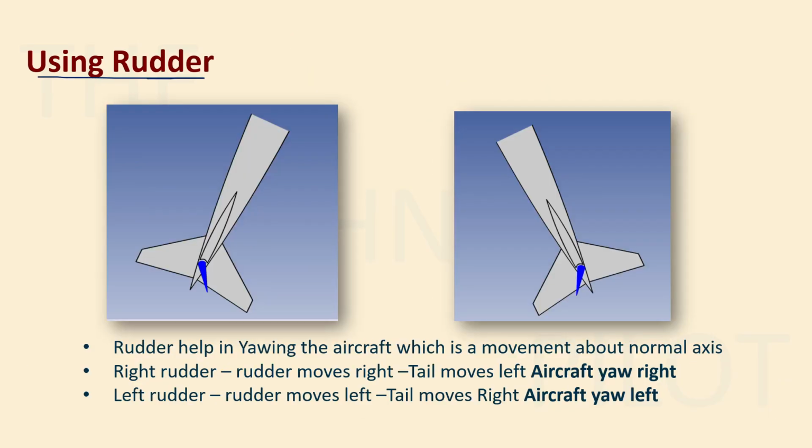Then we have the rudder. The rudder helps us in yawing the aircraft, and yawing is a movement about the normal axis. Again, we have seen this. For the rudder you don't have to move your yoke. For rudders you have your pedals, so you have to push them with your feet. All right, so that is the rudder.